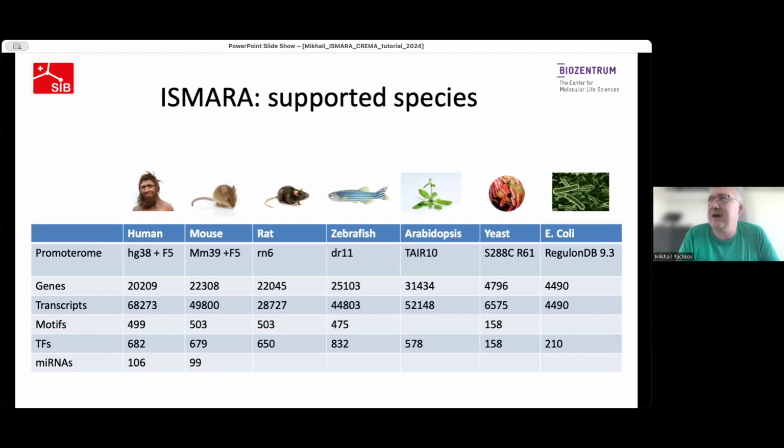So first I would like to start with a table which shows what organisms are currently supported by ISMARA. In addition, in this table, you can see different statistics on how many motifs, how many transcription factors, and what genome versions are supported. Here I must note that we show the latest genomes supported by ISMARA. For example, for human and mouse, there is also support for MM9 and MM10 versions of the mouse genome. The same for human. We also support HG18 and HG19.